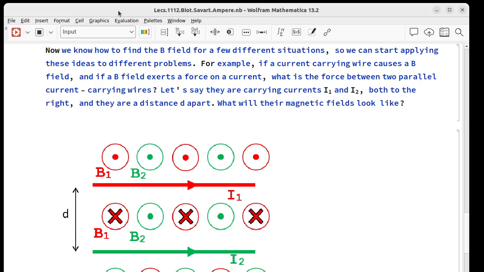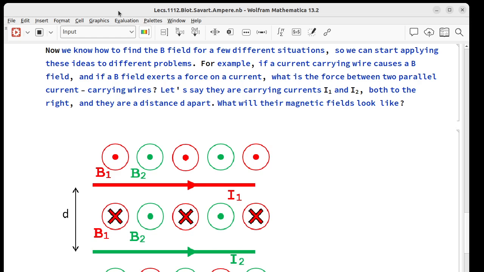Now that we know how to find the B field for a few different situations, we can start applying these ideas to a variety of problems. For example, we now know a current carrying wire causes a B field, and we already knew that a B field exerts a force on a current.